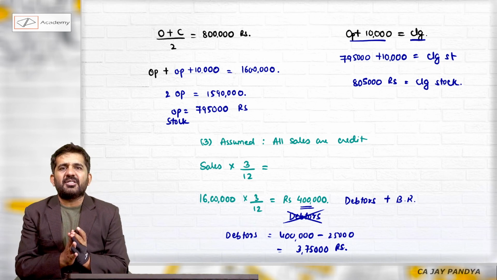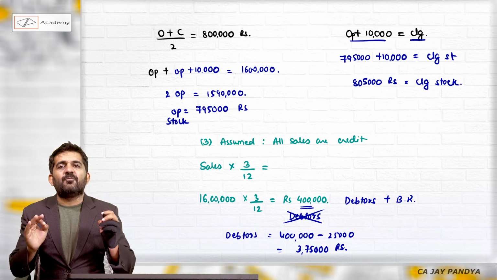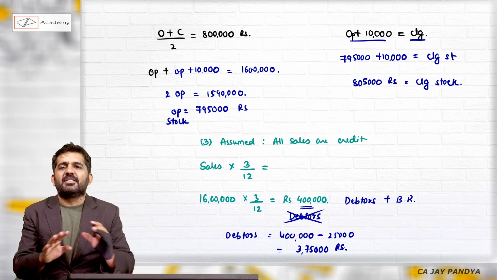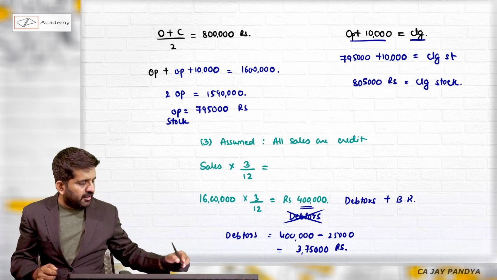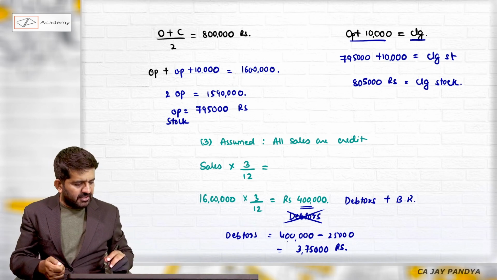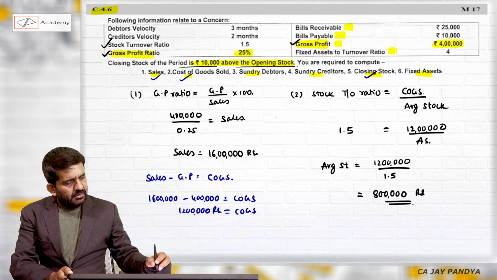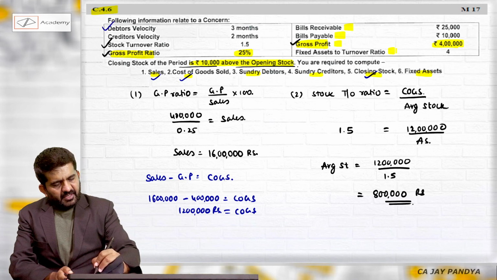Sir, we have not done this in other questions. The reason is that we assume that bills receivable is 0. So we don't take into consideration bills receivable. In other formulas, we directly write down these are debtors. We have used this.